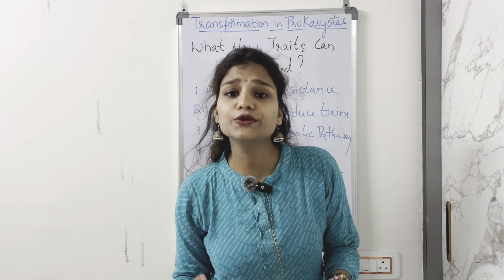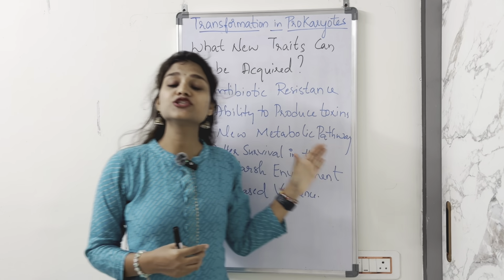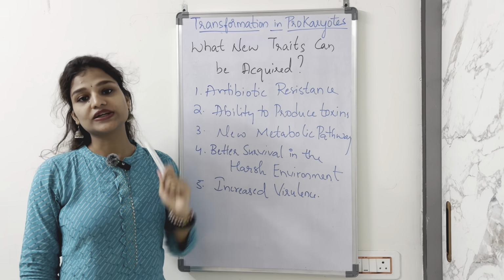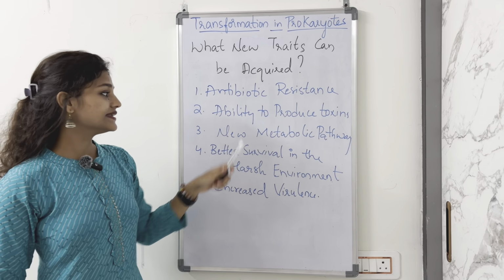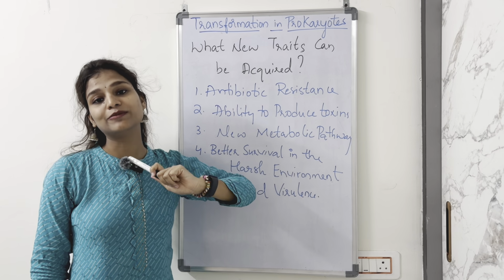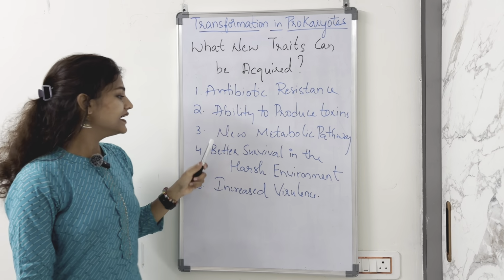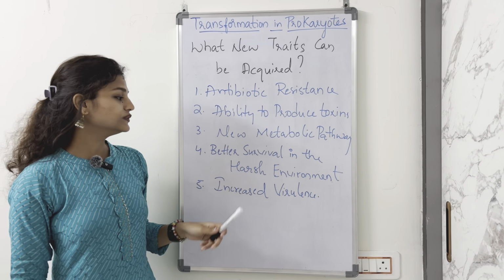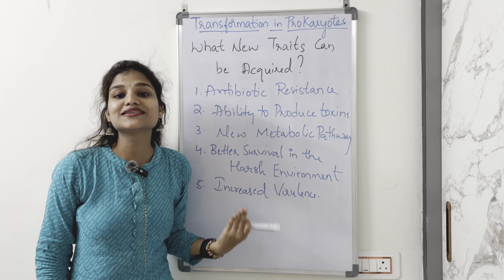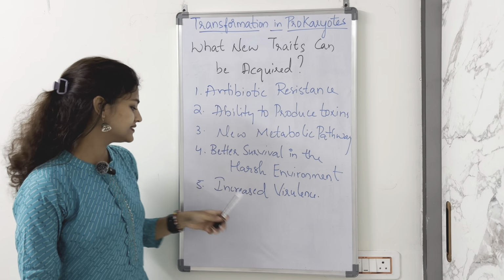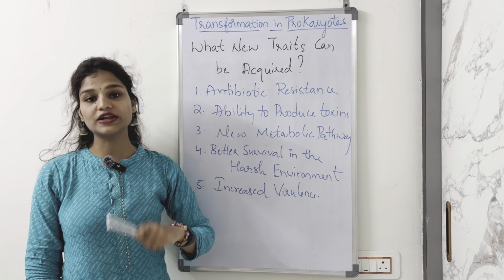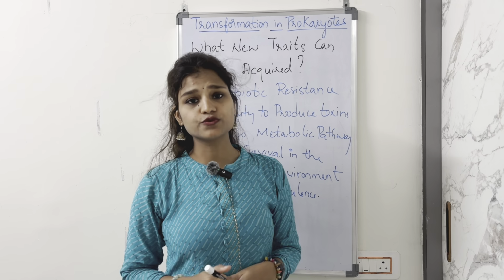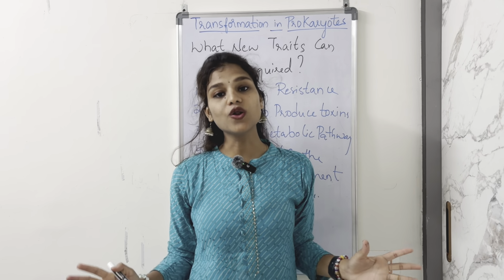But what is it going to gain, guys? These are some traits the bacterium acquires. The first is resistance towards antibiotics. Second, the ability to produce toxins. Next, a new metabolic pathway. The fourth is increased survival in harsh environments. And fifth is increased virulence. In this way, if a bacterium undergoes one proper transformation, it can change its whole behavior.